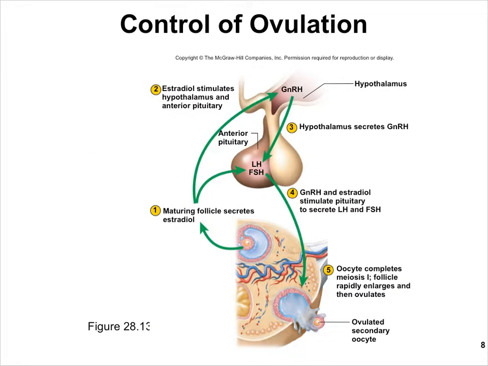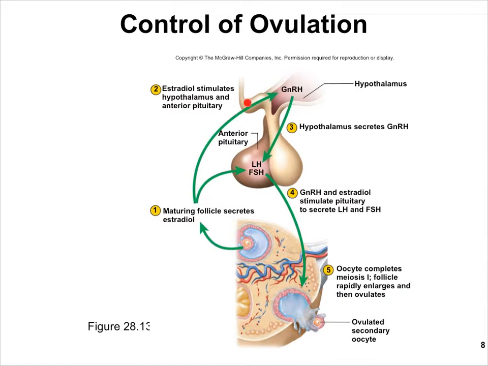Let's take a look at a global view of the control of ovulation, and exactly what feedback loops are going on here. So a maturing follicle will secrete estrogen in somewhat the same way that the testes secrete testosterone. Estradiol specifically. I shouldn't say estrogen. Estrogen is a more general term. So this is secreting estradiol.